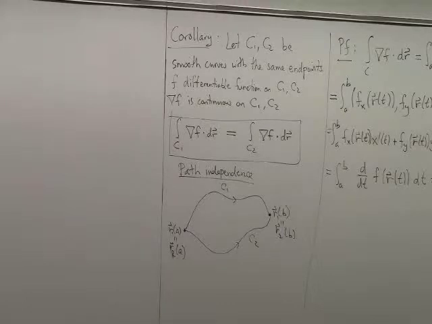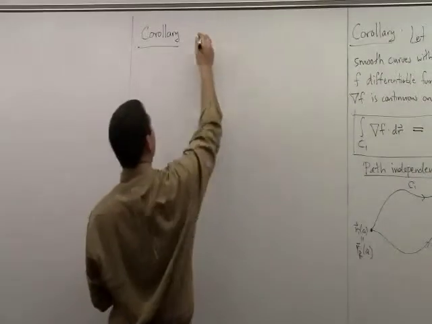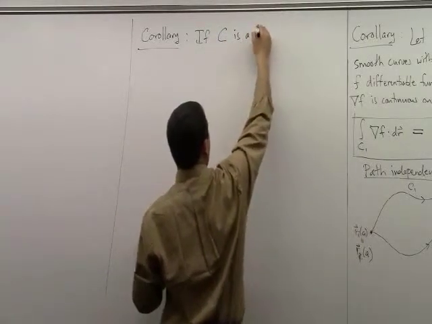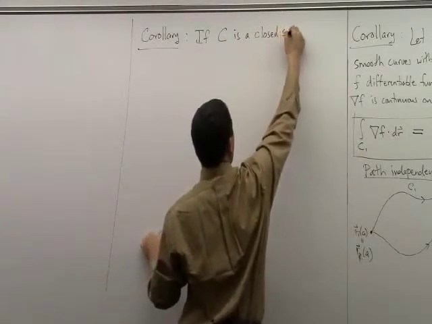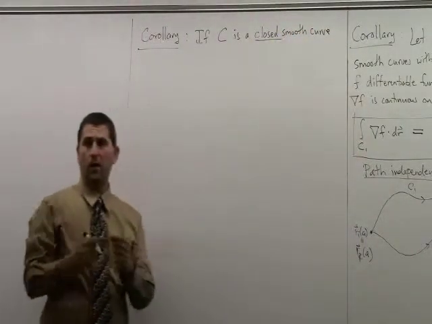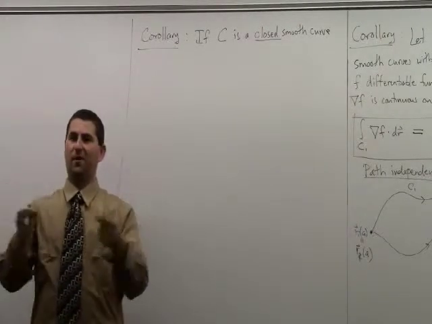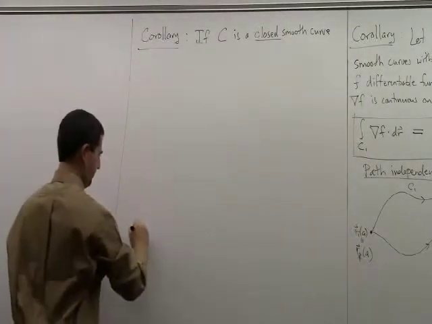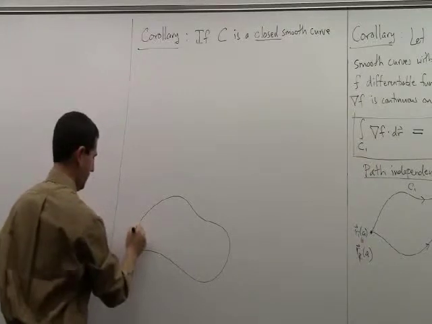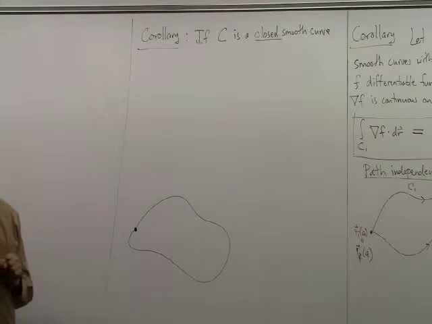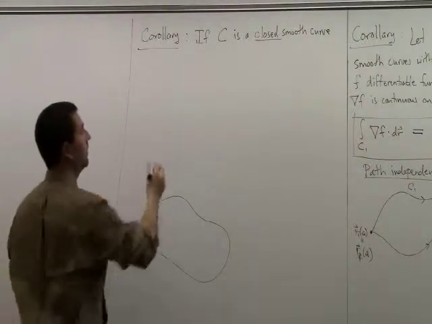And we can immediately write down another corollary from this. If C is a closed smooth curve. What's a closed curve? A closed curve is one that ends where it starts. Okay, so it looks like this. The terminal point equals the initial point. So it's closed. Okay, C is a closed smooth curve.